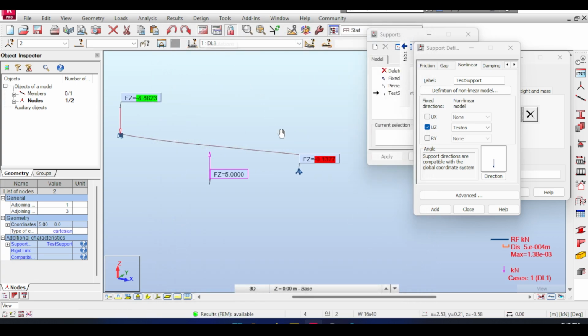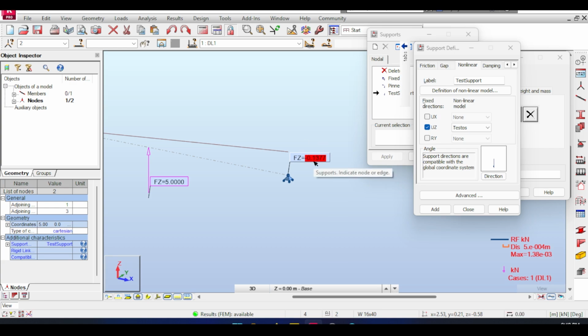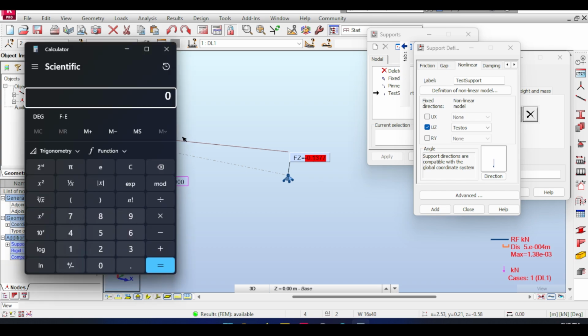So I ran the analysis. I got negative 0.1377. Now this is eerily similar. If you go back in the video, this is exactly the reaction we got when we did a linear support. How did I even get that? Well, if you look here, you can see the displacement being 1.38 millimeters.